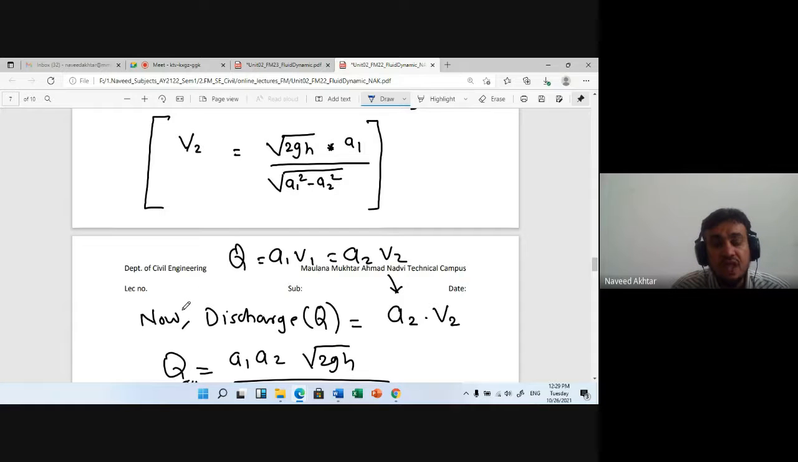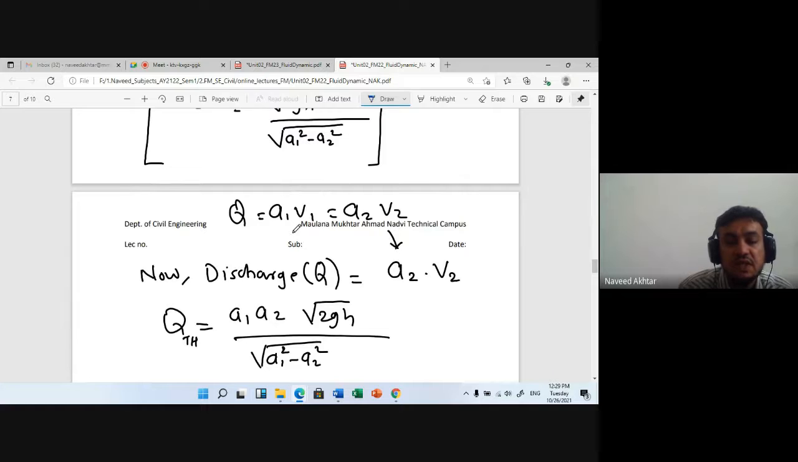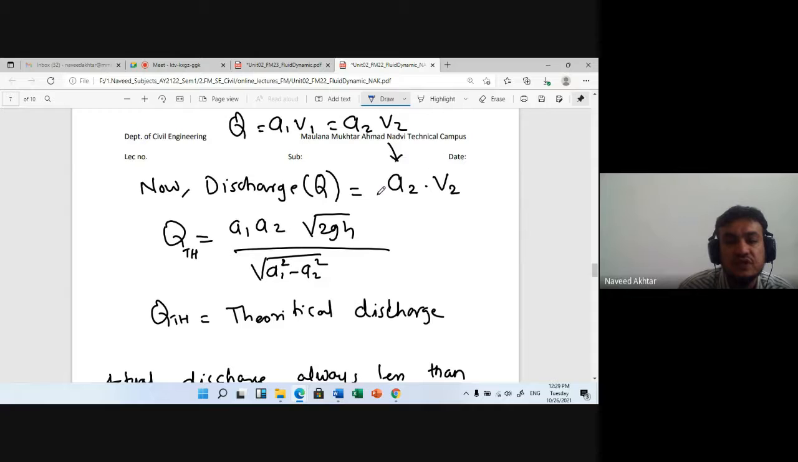You know that the discharge is nothing but A1 V1, A2 V2. Here V2 we know, A2 we know. If you write down the formula, the theoretical discharge Q theoretical is A1 A2 under root of 2GH divided by under root of A1 square minus A2 square. So this is the theoretical discharge.